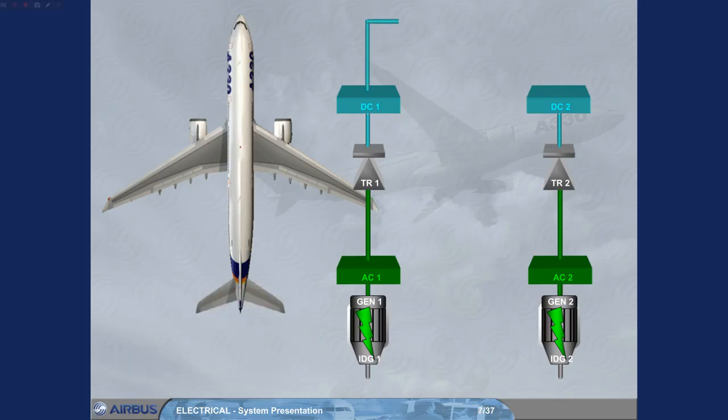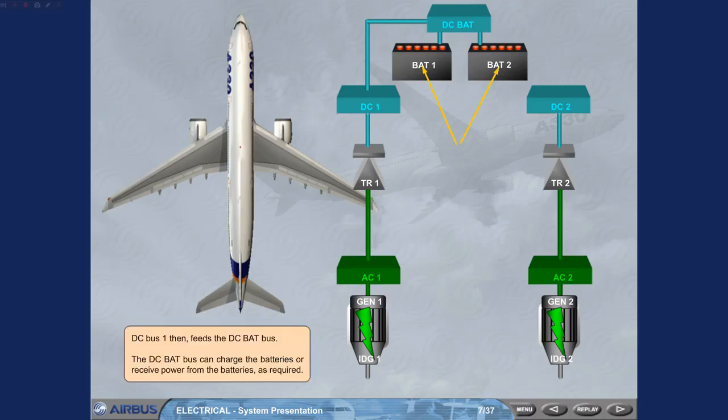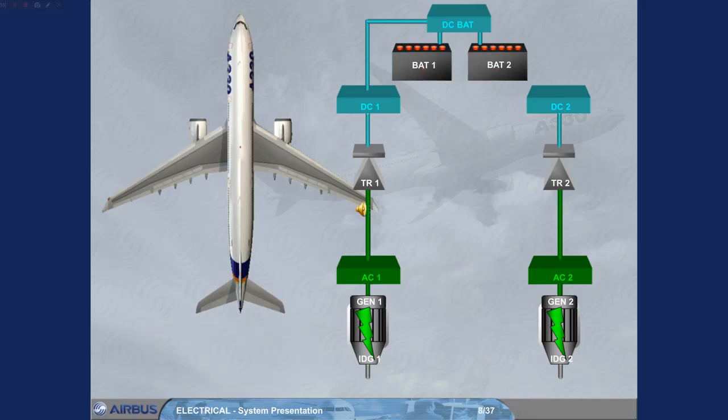DC bus 1 then feeds the DC bat bus. The DC bat bus can charge the batteries or receive power from the batteries as required. The electrical system also includes two essential buses. The first one is the AC essential bus, fed by AC bus 1. The second one is the DC essential bus, fed by the AC1 bus via the essential transformer rectifier.